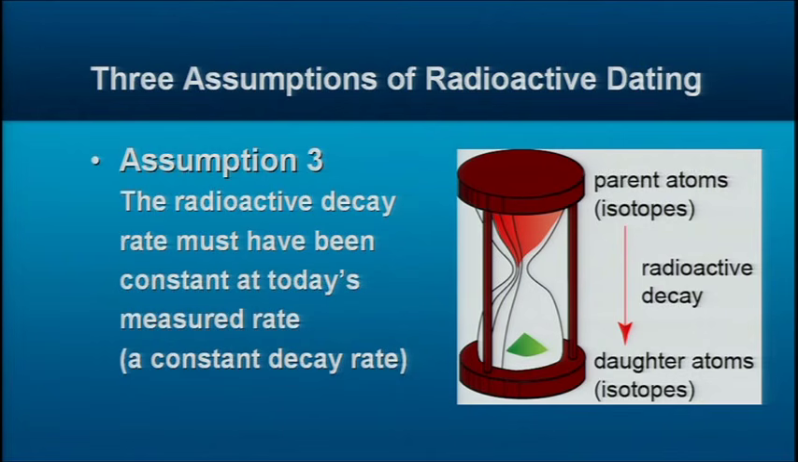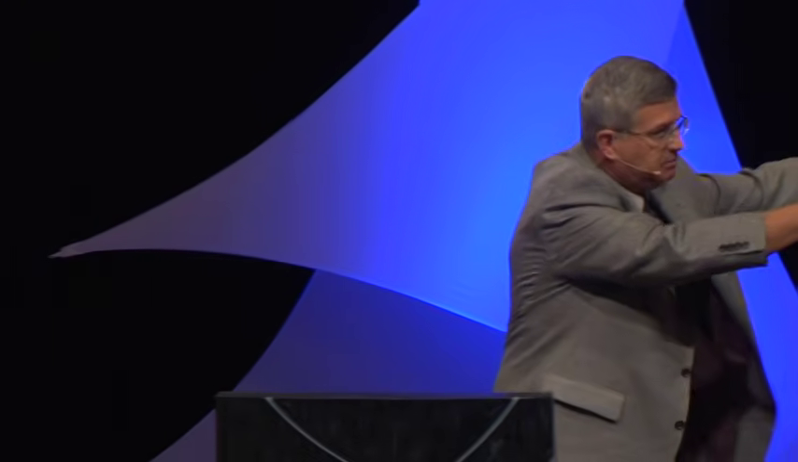And thirdly, obviously, you have to know the rate of radioactive decay. It must have always been constant at today's measured rate. Now, the scientists have only been measuring radioactive decay for the last 100 or so years. It was only discovered just over 100 years ago. And so they've taken 100 years of measurements and assumed that those decay rates have been constant for millions and millions and billions of years. Now, that's an enormous extrapolation of 5 orders of magnitude.